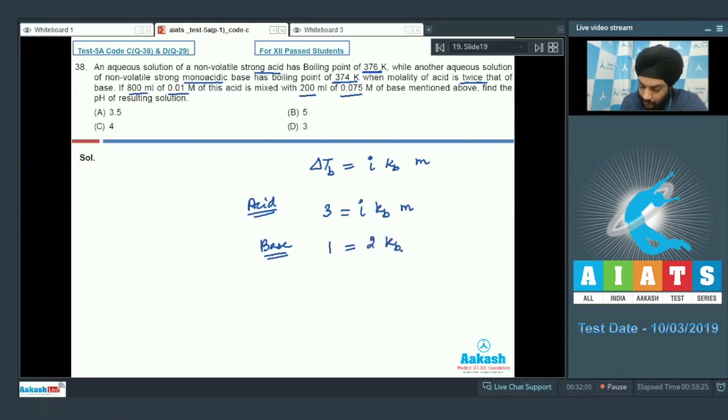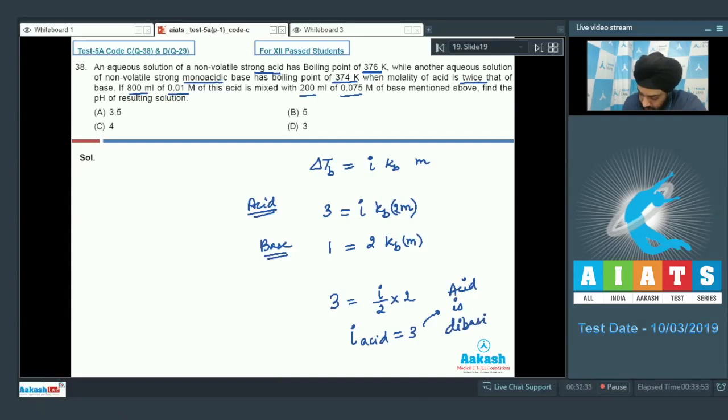And if we talk about the molality, it is given that the molality of the acid is twice that of the base. So we can add a factor of 2 over here and we can have molality of the base as equal to m. So if we divide both of these expressions, we're going to have 3 equal to i by 2 into 2. So we have the i of the acid coming out to be equal to 3, which means that the acid is dibasic. It means that the acid has a general formula H2A.